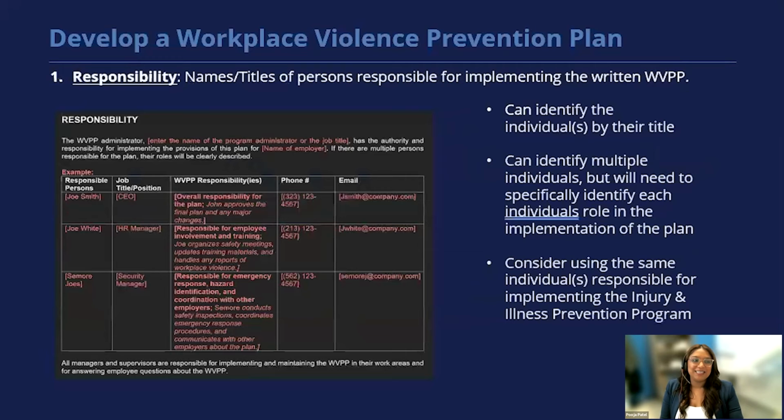And here you can see the plan itself has a box ready for you to fill in, identifying the person who's responsible, what their job title is, what specific responsibility they have, and their contact information. Again, you can identify multiple people, but you do need to fill out that column that talks about their responsibilities. What specific responsibilities do they have?